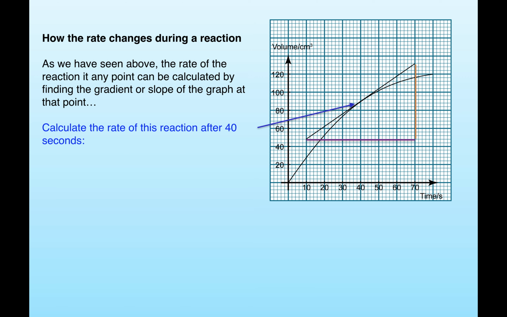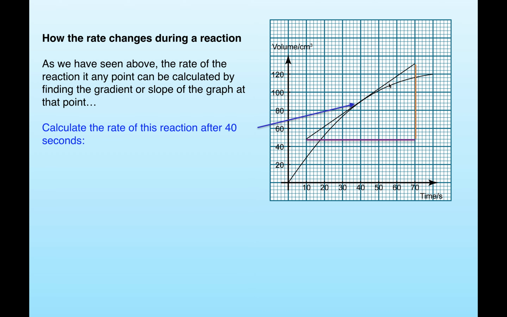Okay, so this, for example, could be the volume of gas released in a reaction. We saw it earlier, the amount of hydrogen produced, for example, in method 1. If you're not sure about that, go back and look at it. So, volume of gas and time. It says calculate the rate of this reaction after 40 seconds. So we need the gradient after 40 seconds, which is there.